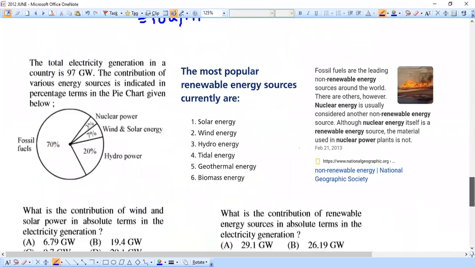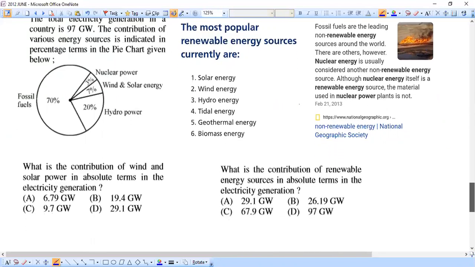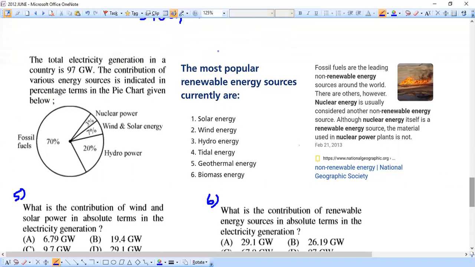So here we have a question which is based on a graph, a pie chart. This question is based on a pie chart, and we actually have two questions here, question numbers 5 and 6. I will name this one question number 5 and this one question number 6. Let's see what is asked here. Basically we will just see what is given here.